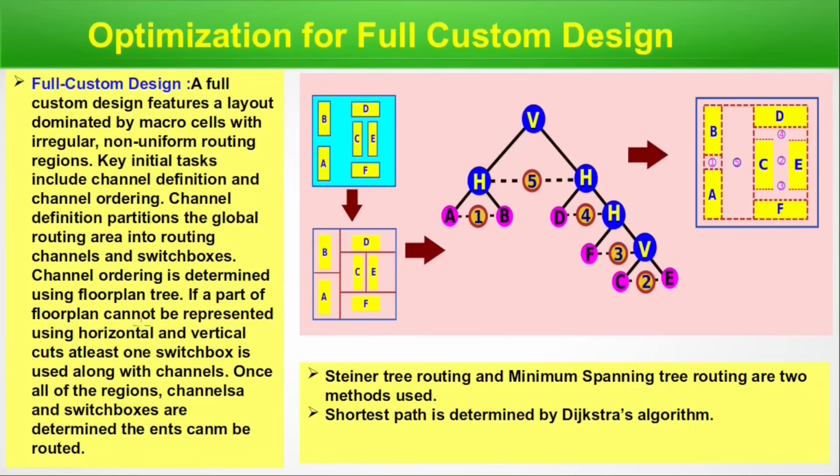If a part of the floor plan cannot be represented using horizontal and vertical cuts, at least one switch box is used along with channels. Once all of the regions, channels and switch boxes are determined, the interconnects can be routed. So Steiner tree routing and minimum spanning tree routing are two methods used. Shortest path is determined by Dijkstra's algorithm. So this is the design. Now it's divided into regions represented by a graph.